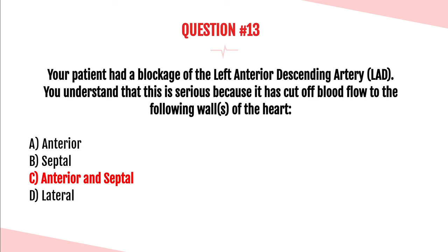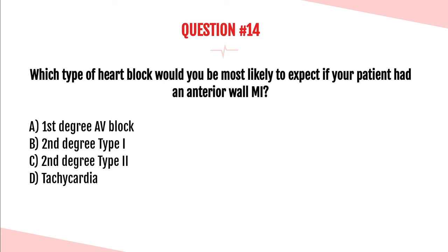Question number 14. Which type of heart block would you be most likely to expect if your patient had an anterior wall MI? Is it A, first degree AV block, B, second degree type 1, C, second degree type 2, or D, tachycardia? The answer here is C, second degree type 2 are most likely associated with anterior wall MIs.